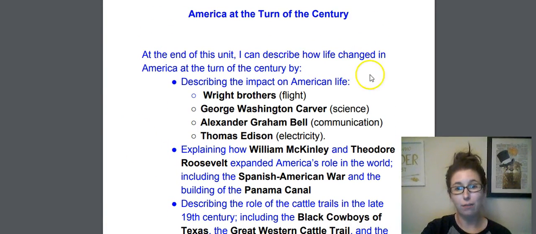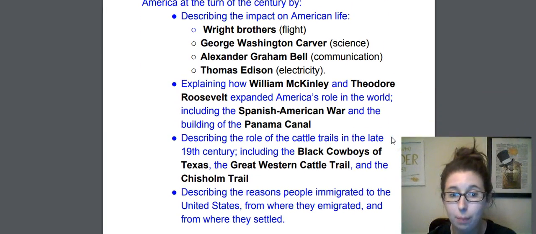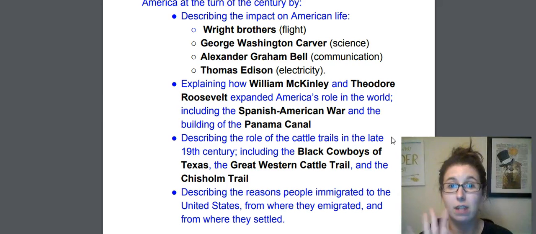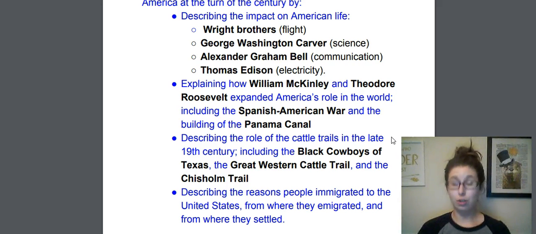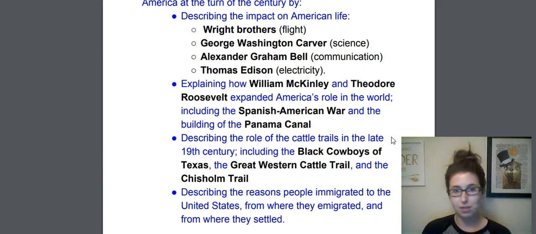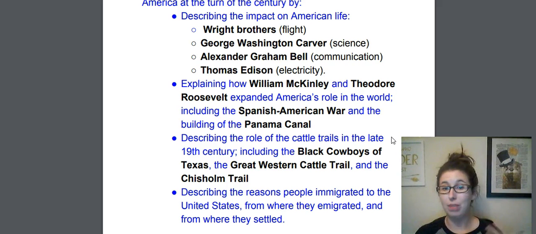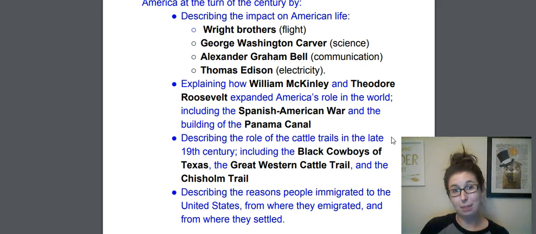And really, if you understand all of these bullet points, and I know it seems like a lot, but you already have background knowledge on several of these topics. If you understand each of these bullet points and their impact on American life, like can you describe how the Wright brothers impacted America? Can you describe how the Spanish-American War impacted America? How the Great Western Cattle Trail impacted America? If you can explain all of these things, then when we have our quiz, you're going to do fantastic on it. This is kind of like your study guide.